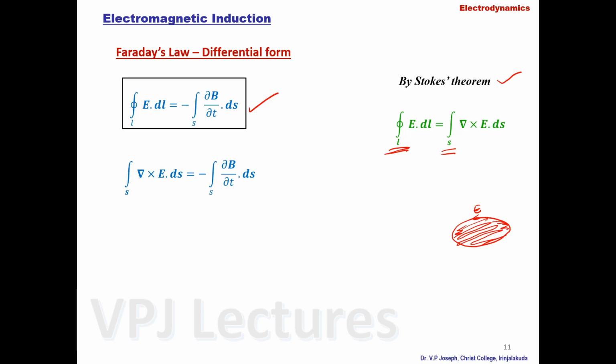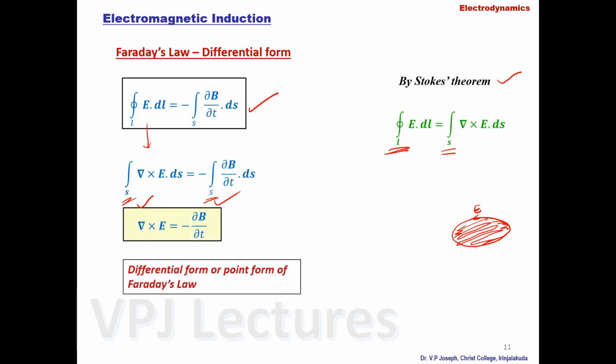Now in Faraday's integral equation, for the first part, the line integral of E dot dl, we use Stokes theorem, and that part changes to the surface integral of del cross E dot ds, equal to minus the surface integral of dB by dt dot ds. Now we can remove the surface integral terms from both sides, so that this equation changes to del cross E is equal to minus dB by dt, and it is called the differential form or point form of Faraday's law.